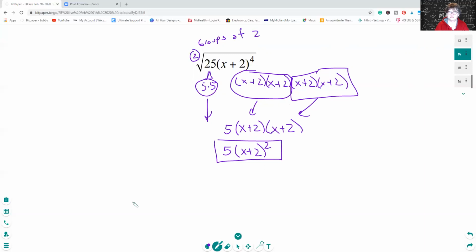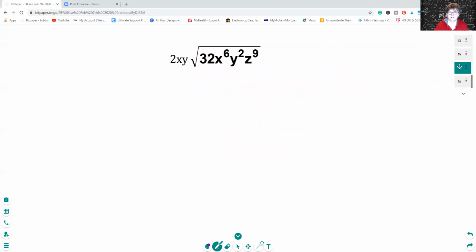And that'd be my answer. No need for absolute value, people. So again, you could do the exponent thing. Take the exponent of 4 and divide it by your index of 2. That goes in twice with nothing left over. That's why I had 2 of them with nothing left under the radical. Easy, right? Once you know the trick on these.